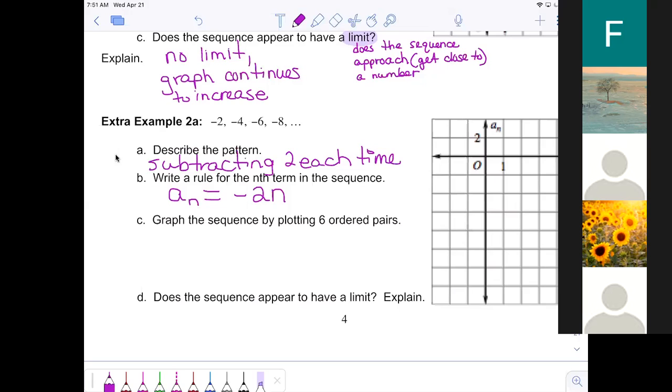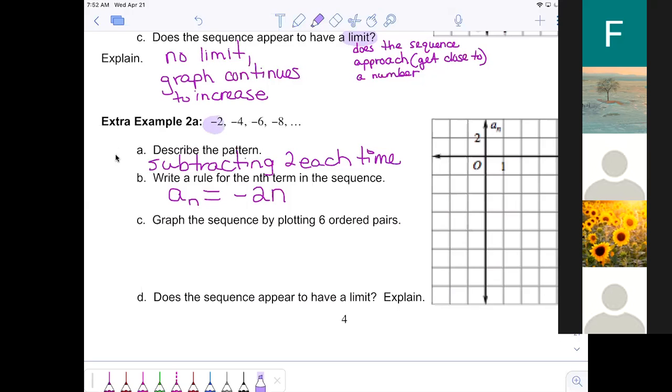So this works very similar to y equals mx plus b. My slope, if I had a slope, my line would be going down 2 each time, or my line would be going up 3 each time. So it's very similar to that. We're going down 2 every time, which means I have to take -2 times n, the position of my sequence.